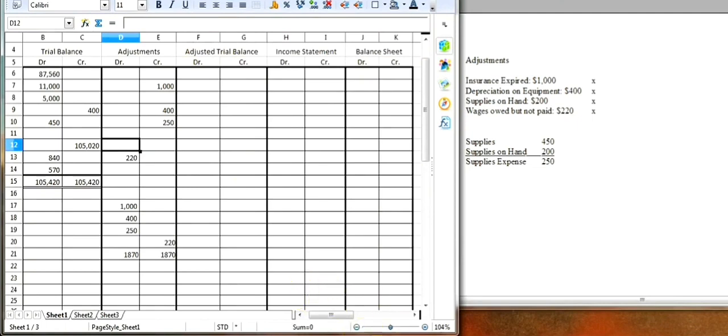I'm going to try this, see if I can figure this out. Nope, I don't see it there. So yeah, we're good. We'll close up this video, and in the next video I will show you how to adjust a trial balance column.